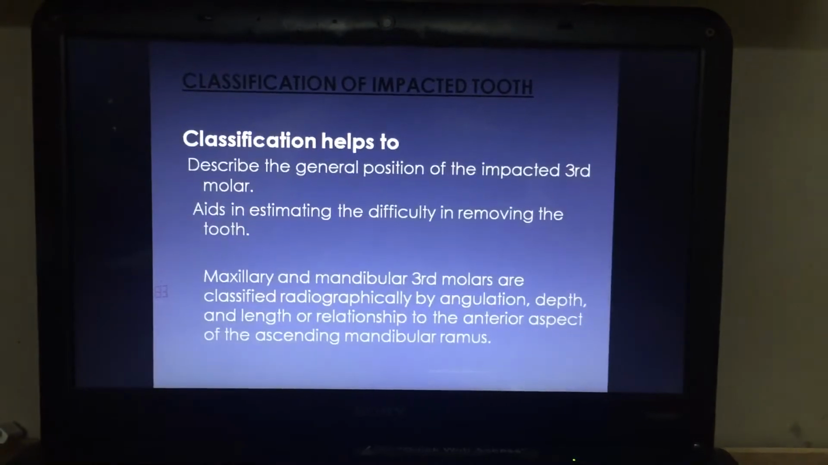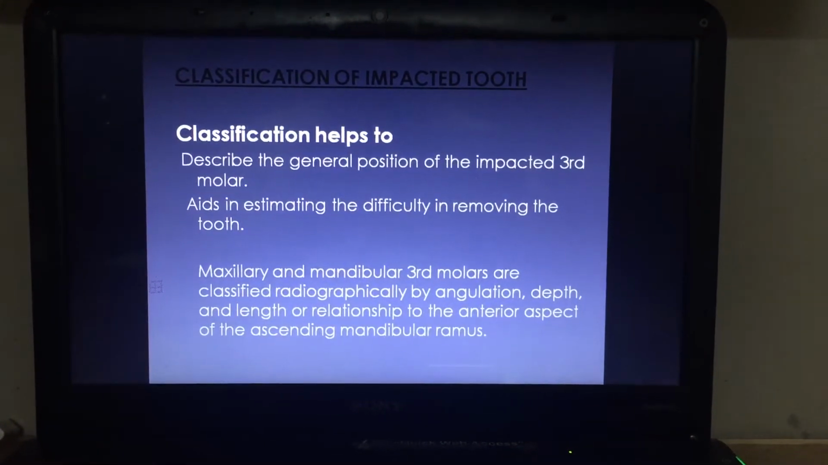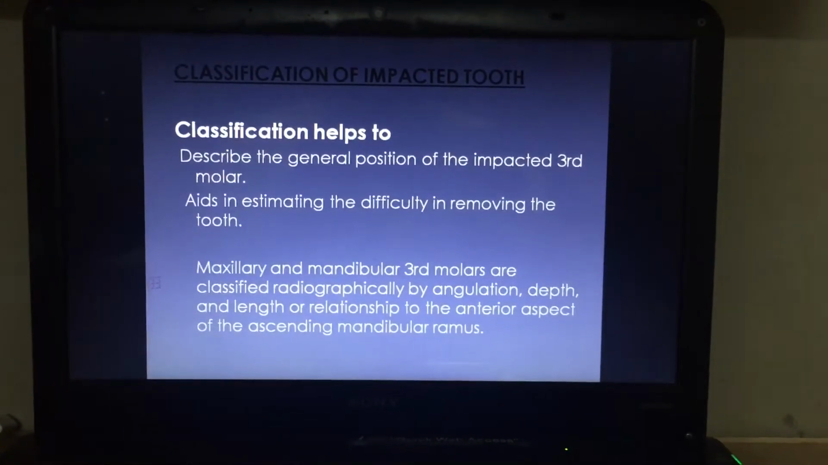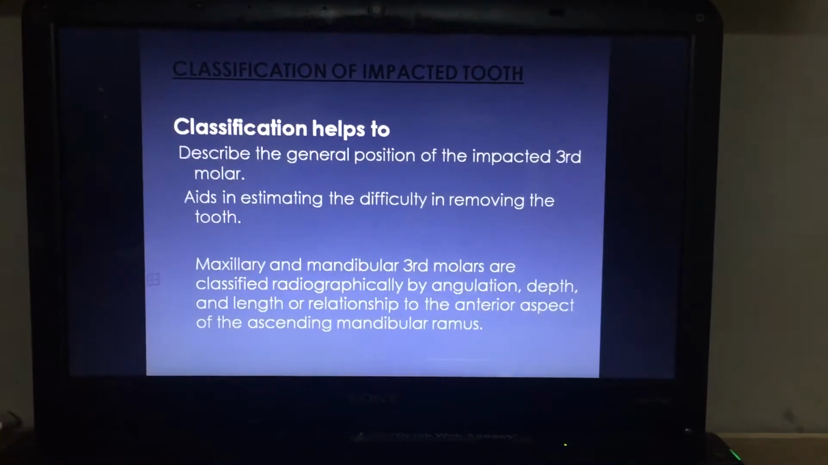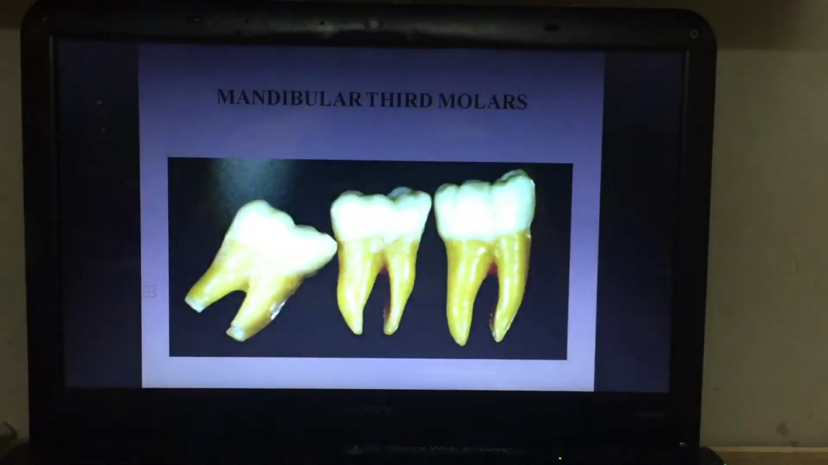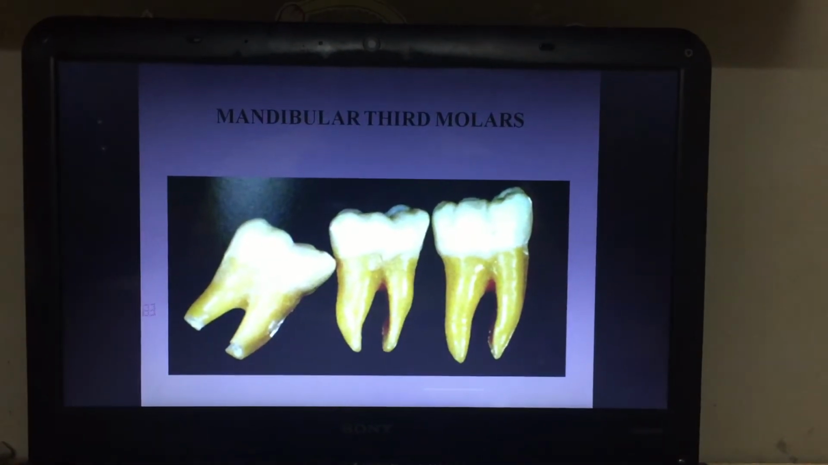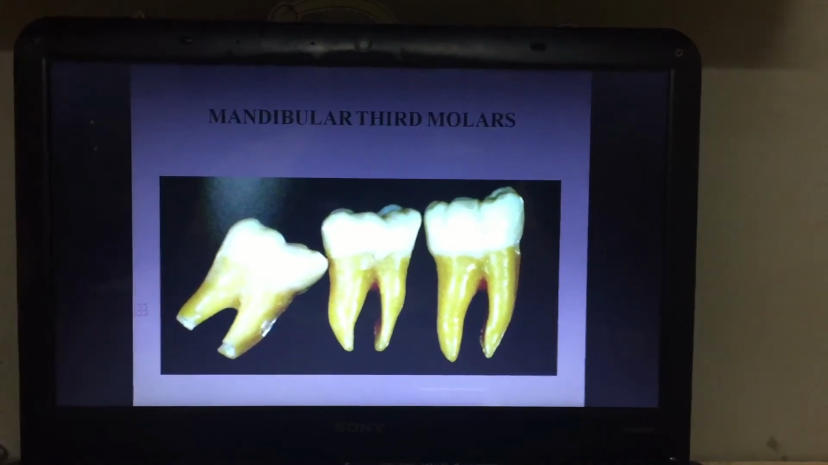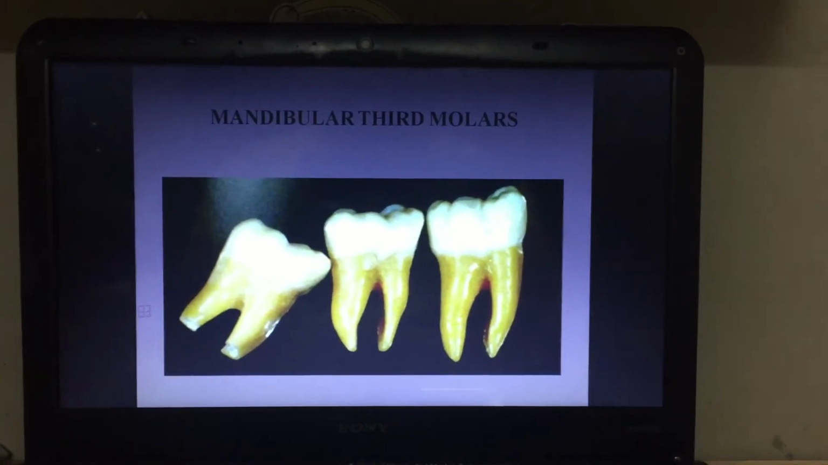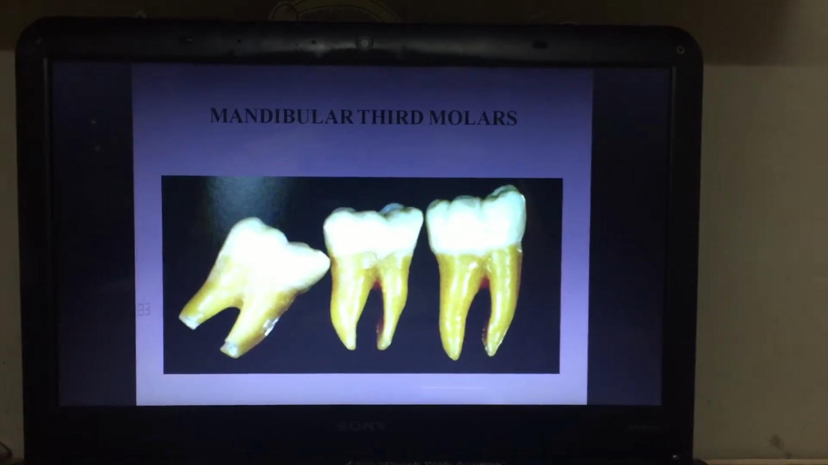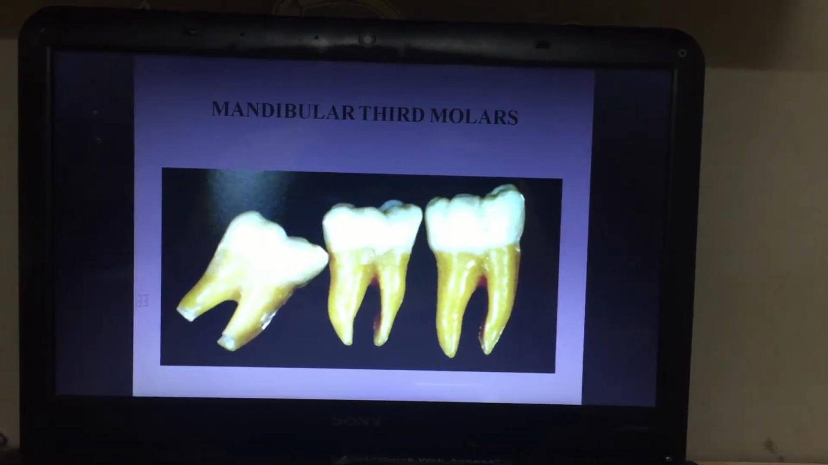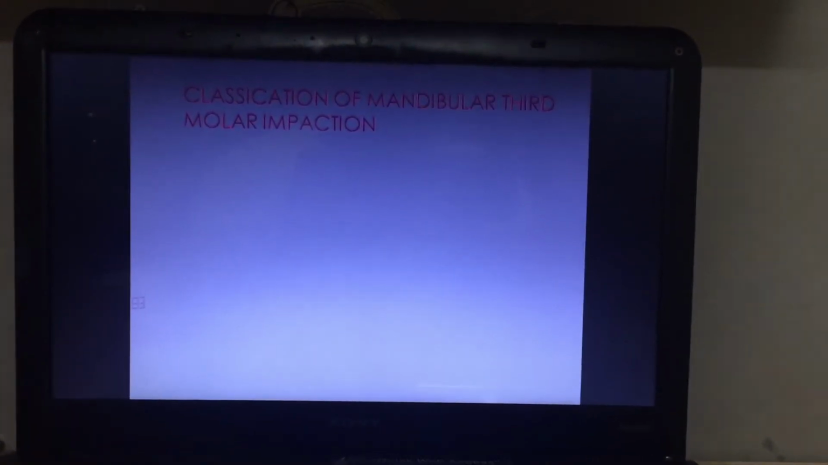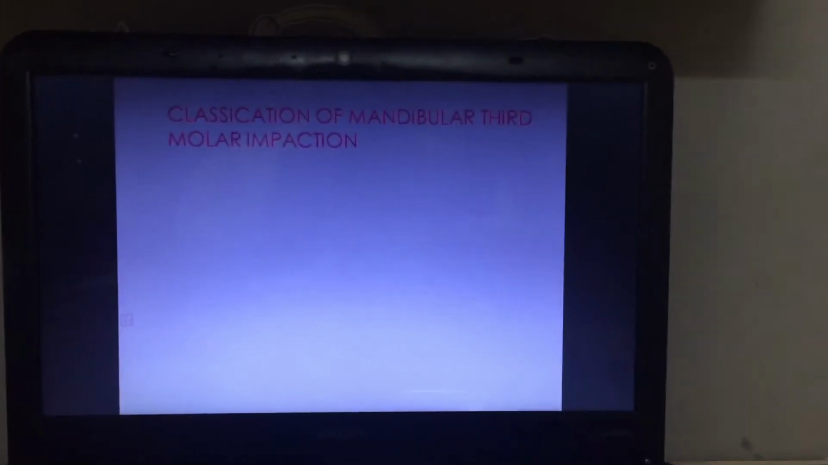Maxillary and mandibular third molars are classified geographically by angulation, depth, and relationship to the anterior aspect of the ascending mandibular ramus. This is the classification of the mandibular third molars. Here the first and second molars are straightly positioned, but the third molar is mesially drifted and is inclined towards the mesial side.